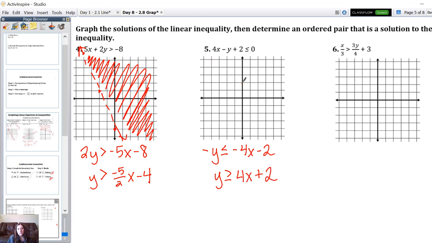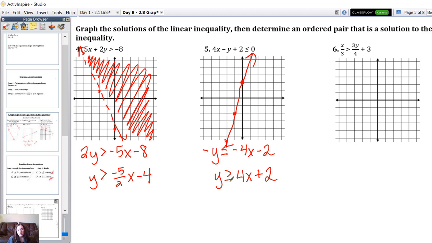My y-intercept is at 0, 2. My slope is 4, so I'm going up 4 and to the right 1, or down 4 and to the left 1. So let's go down 1, 2, 3, 4, and to the left 1. Down again, 1, 2, 3, oh, this is going off the graph, and to the left 1. Now this one is greater than or equal to, so here we're going to have a solid line through these points.